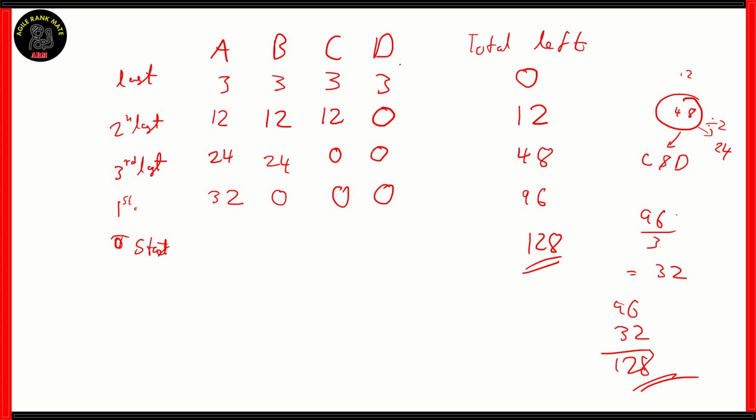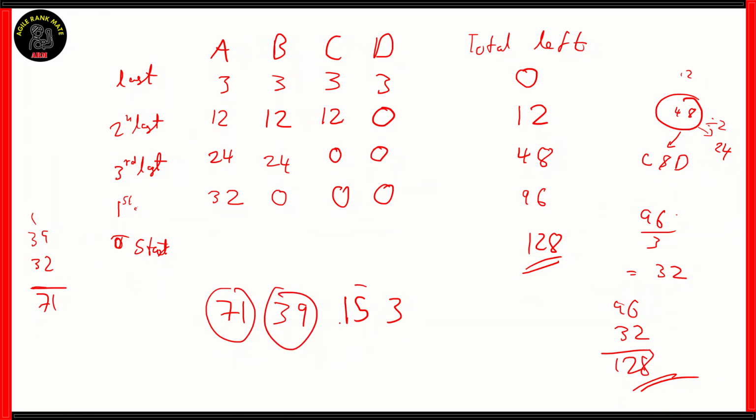So the total number for D was 3. The total share for C was 15. The total number of laddus that B ate were 15 plus 24, which turns out to be 39. And the total number of laddus that A ate were 39 plus 32. 9 plus 2 is 11. So 3 3s are 6. 3 plus 3 is 6, plus 1 is 7. So A ate a total of 71 laddus.